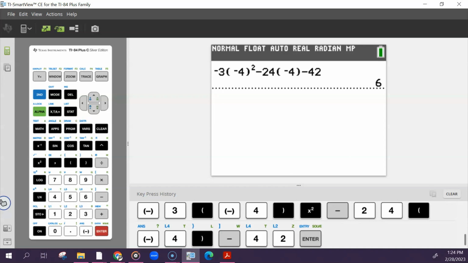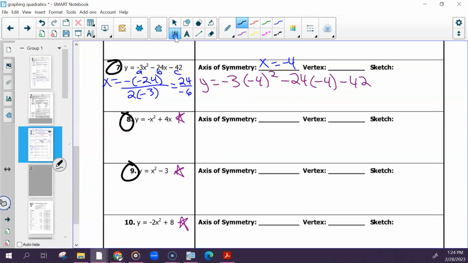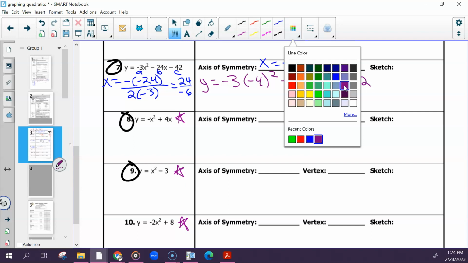Double check your numbers. Double check all your negatives. Do they match? Wait, negative 3 times 4... So you would square it first, then multiply. So it'd be positive 16 times negative 3. Oh. So then our vertex would be negative 4, 6.